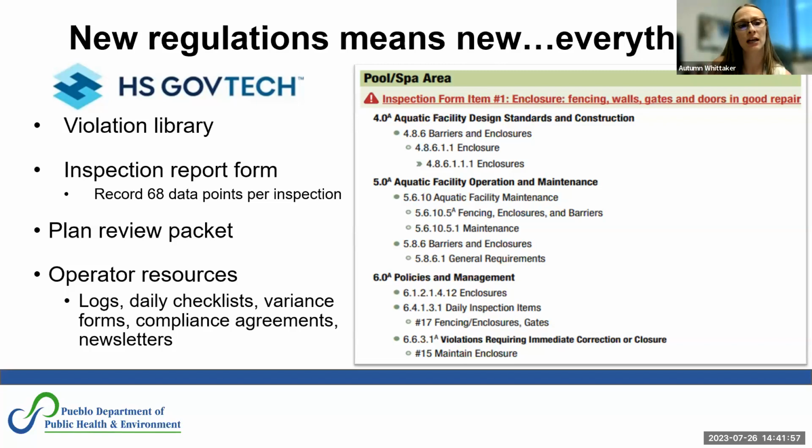Once we have that violation library done, we're going to make our inspection form based off of that. We went from 33 data points on our inspection form to 68. So that was very helpful for us to begin collecting a lot more data. We also made inventory logs, chemical logs, daily checklists for our operators, really just trying to give them as much information about this MAHC adoption as possible and make their day-to-day lives easier.